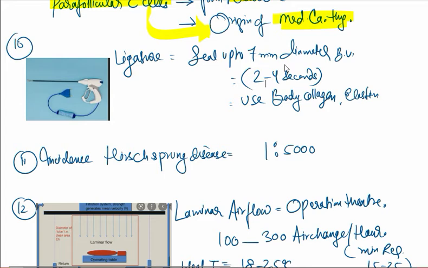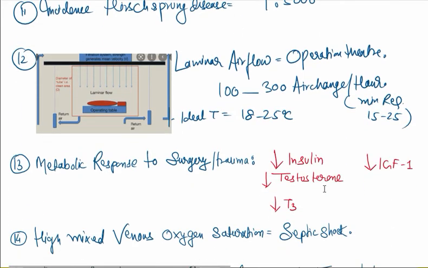Next one, what is this instrument? LigaSure, and it can seal blood vessels up to 7 mm in diameter with a 2 to 4 second application, and it uses body collagen and elastin for its action.